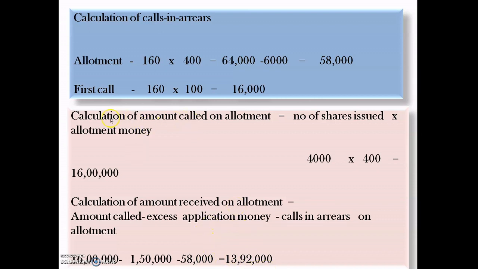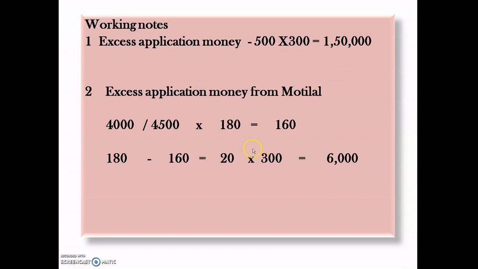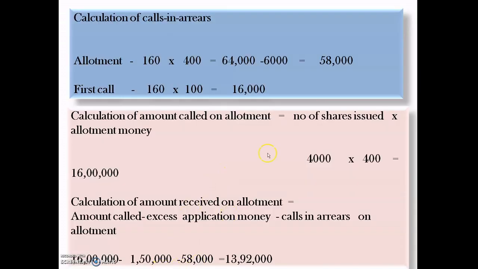See here once again, here we have calculation of amount called on allotment. For that we have to calculate like this, number of shares issued multiply with allotment money per share, simple, it will come 16 lakh. Next, calculation of amount received on allotment. Amount called means this one 16 lakh, excess application money means 1,50,000, means this one working note number 1. Here we have to take minus 58,000, means calls in arrear, and it will come 13,92,000, means amount received on allotment.